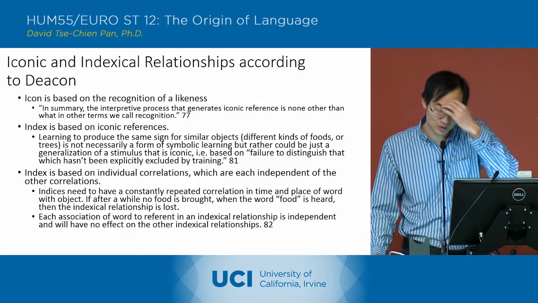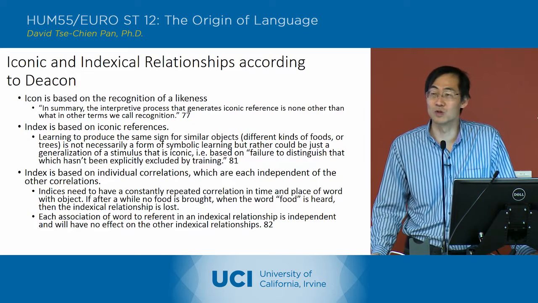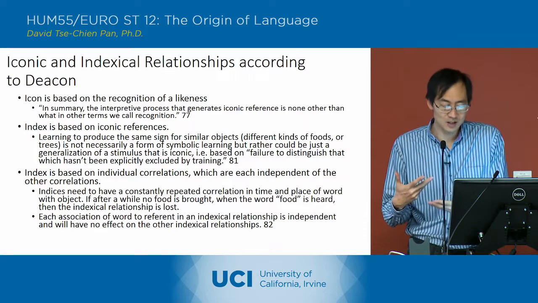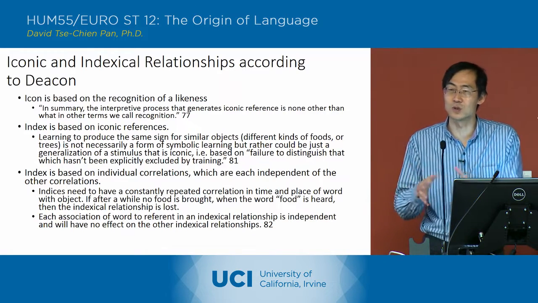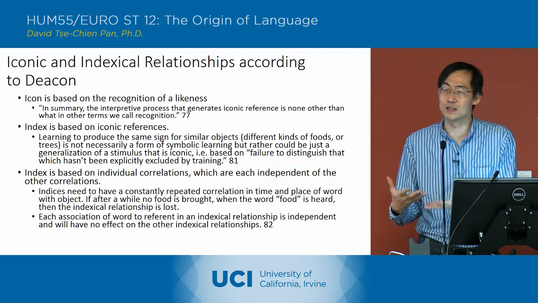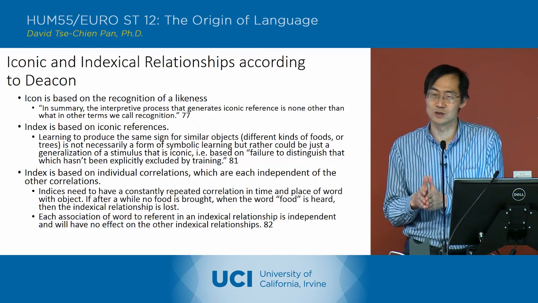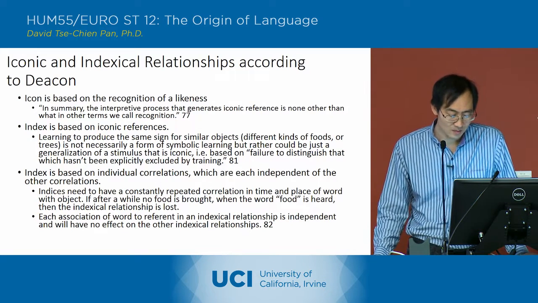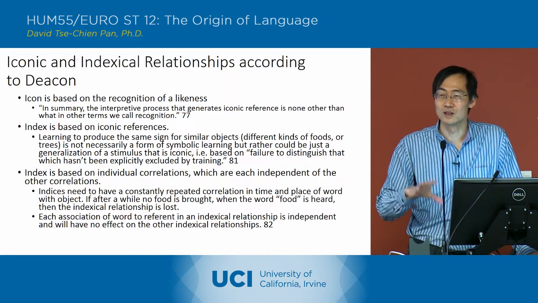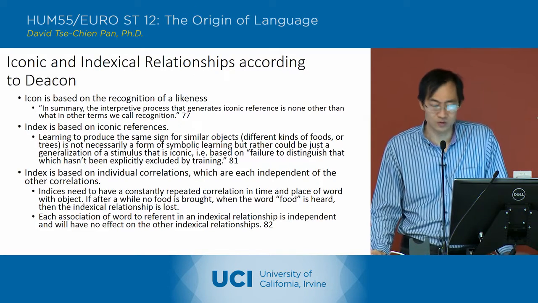And then finally, just what I worked out in the previous slide with regard to vervet monkey calls, these indexical relationships need to constantly be enforced through this correlation between the sign and an actual factual event in order for that indexical relationship to maintain itself. And finally, these individual indexical relationships, indexes as signs, are independent of other indices as signs. So as I mentioned just before, the eagle call is independent of the leopard call and the snake call for the vervet monkeys.